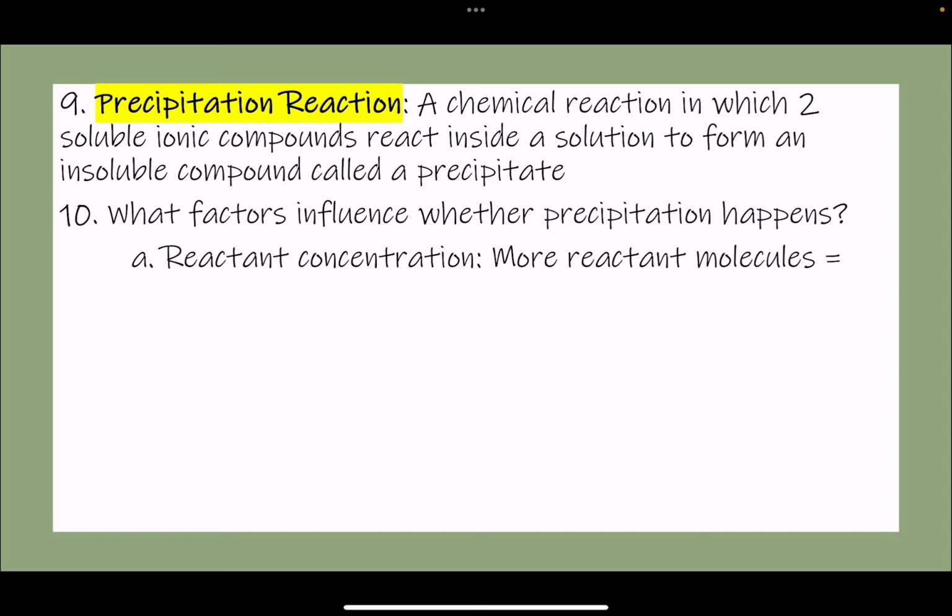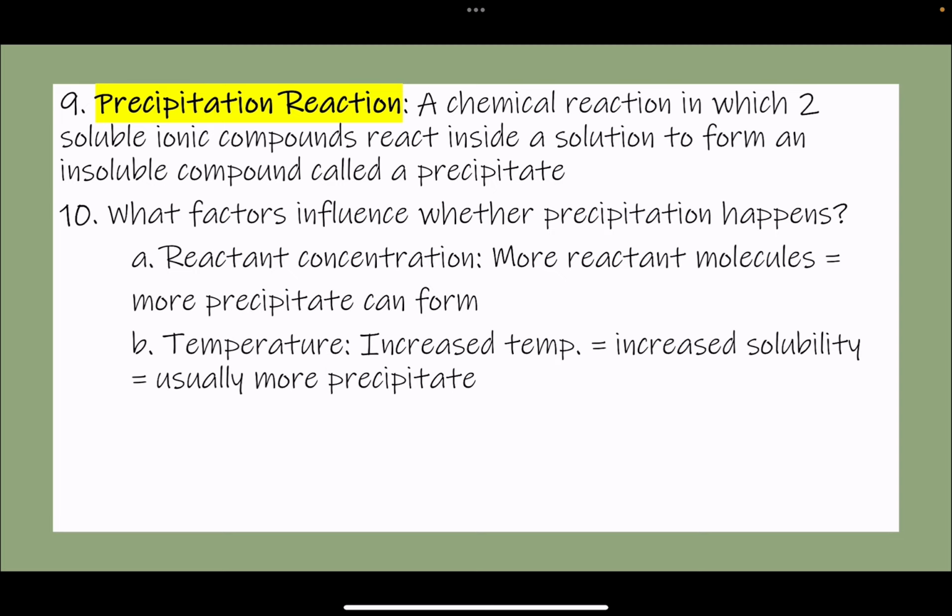The second factor is temperature. For aqueous solutions, there is usually a direct relationship between the temperature and the amount of precipitate. This is because, as we stated earlier, high temperatures tend to induce high solubilities for the soluble reactant compounds. Since the reactants are able to dissolve in the solution more easily at a high temperature, this favors the production of precipitate.